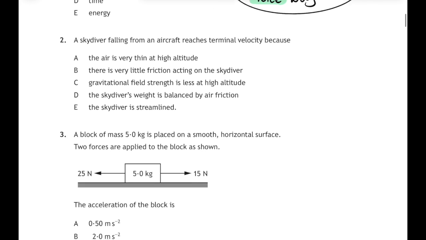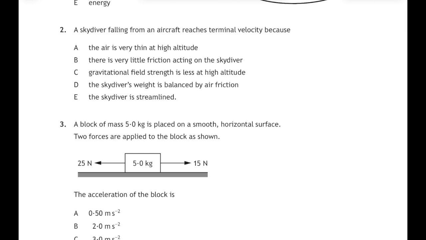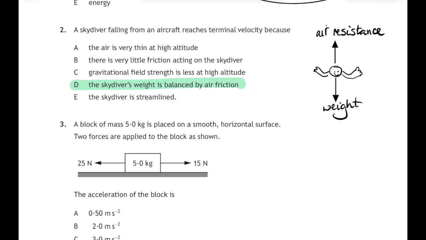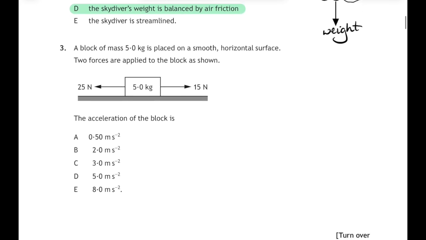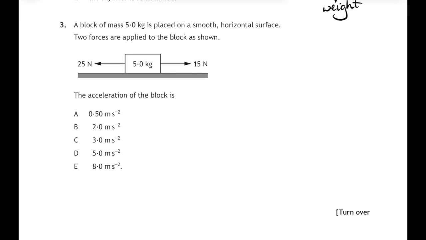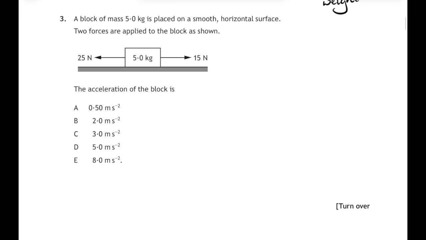Question 2, a skydiver falling from an aircraft reaches terminal velocity because, well, let's do a little sketch here of a skydiver jumping out of an aeroplane. Now his weight is going to be acting downwards, and as he falls, air resistance is going to be acting on him, and eventually air resistance will balance his weight and he'll fall at a steady speed. So the answer we're looking for is the skydiver's weight is balanced by the air friction. That's 2D.